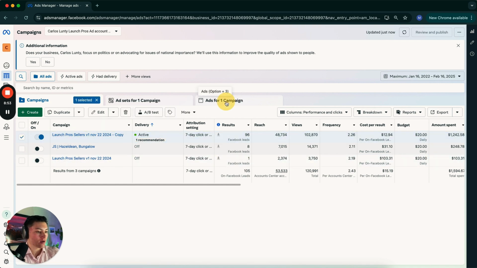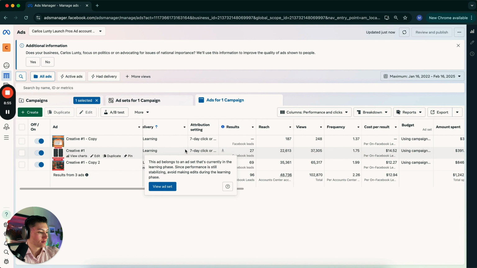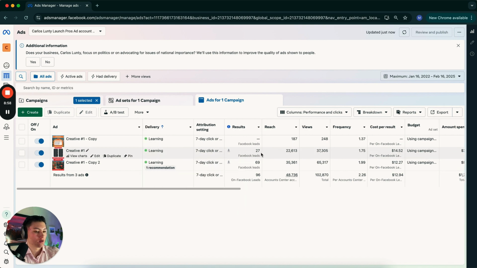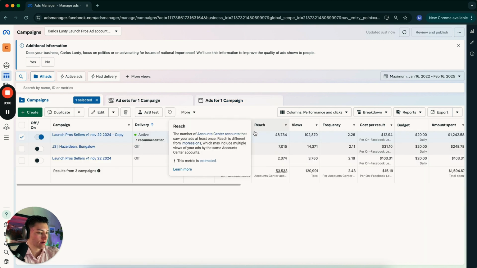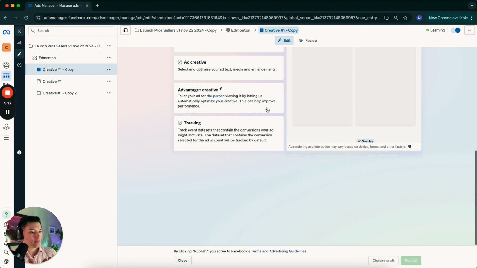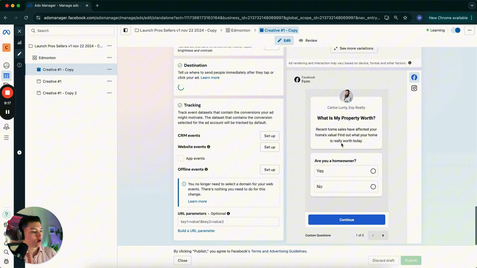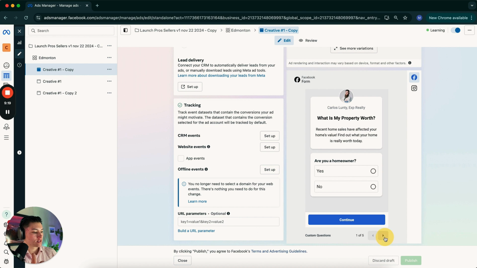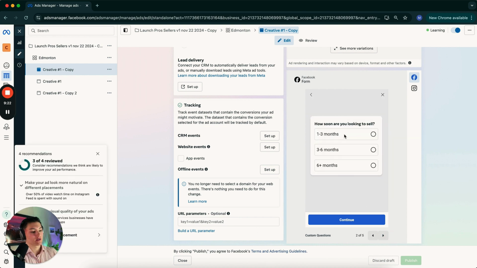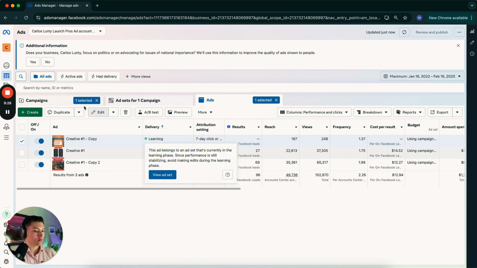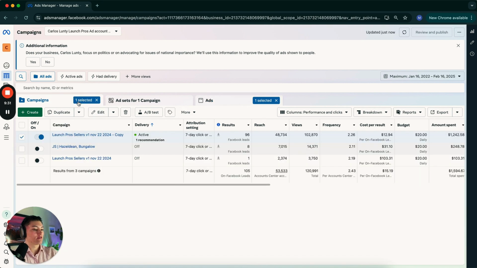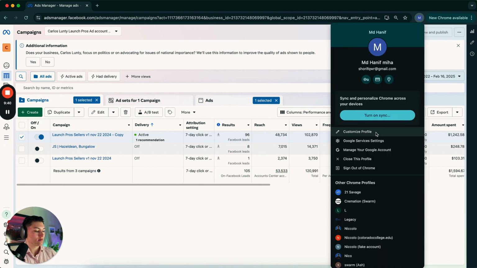And just like that, we are now getting leads within the $12 to $14 range. So on average, we've now gotten 96 leads. That's 96 people going through and filling out whether you're a homeowner, as well as how soon you're looking to sell. So these are high quality leads, and obviously, $12 leads are significantly better than $100 leads. So that's this phase in action.